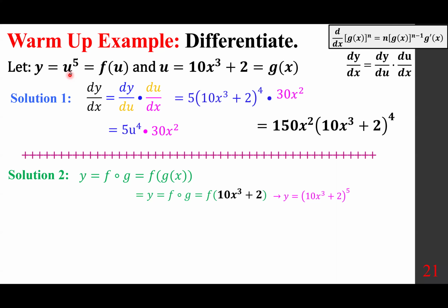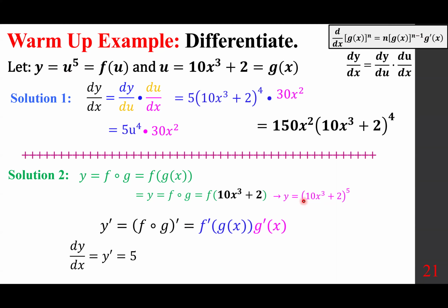So according to the composite function, y prime is f prime of g of x times g prime of x. And to differentiate this, in essence, you're using the extended power rule. 5 sits in front. 10x cubed plus 2 to the power of 5 minus 1 becomes 4. And finally, g prime of x, the derivative of the inside, which is 30x squared.